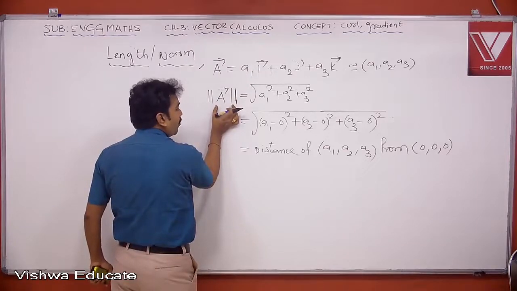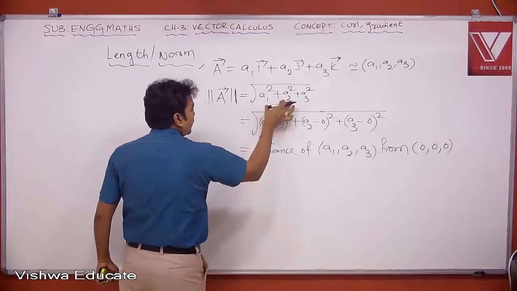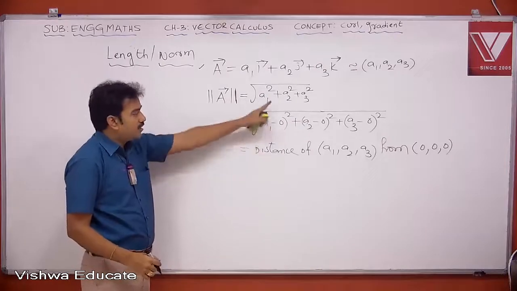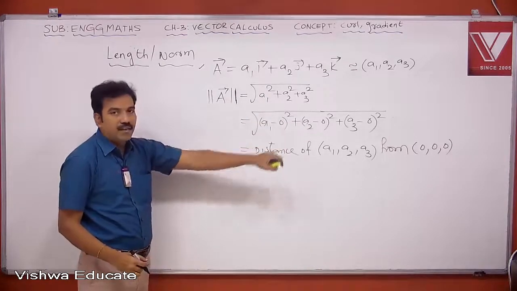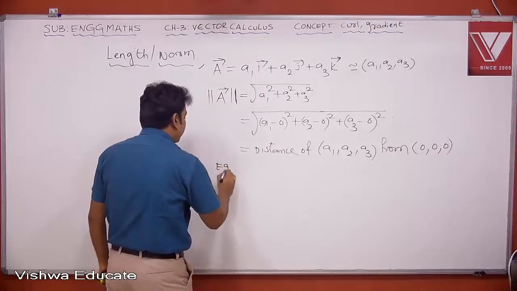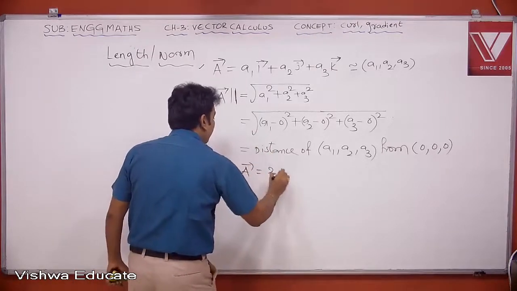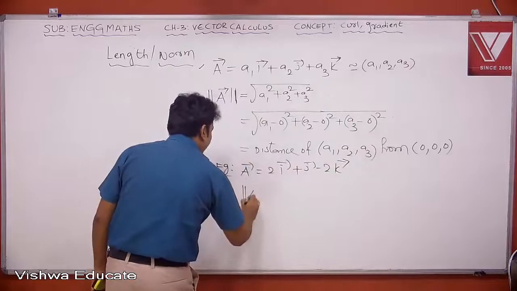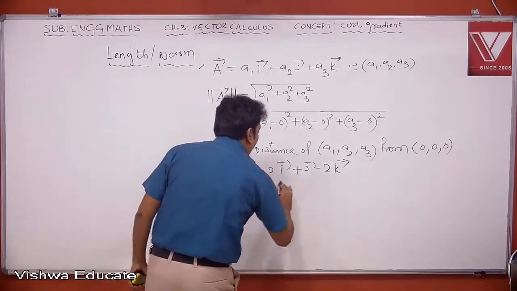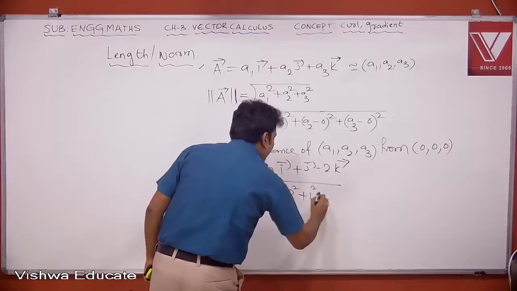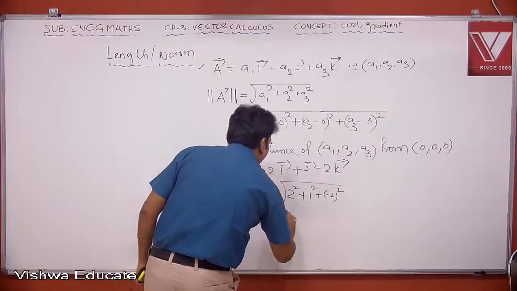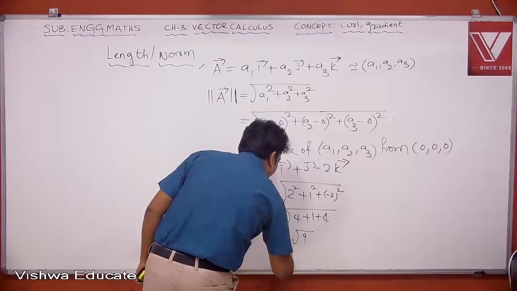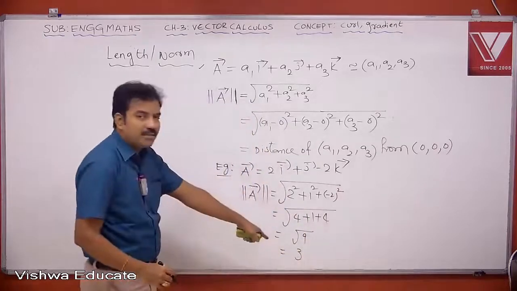So this is the length or norm of vector a bar, which is given by square root of a1 square plus a2 square plus a3 square. This is nothing but the distance of a1, a2, a3 from origin. Suppose we take an example, a bar equal to 2i bar plus j bar minus 2k bar. Its length, norm a bar, equals square root of 2 square plus 1 square plus minus 2 whole square, which is square root of 4 plus 1 plus 4. So square root of 9, and this is 3. So its length is 3.